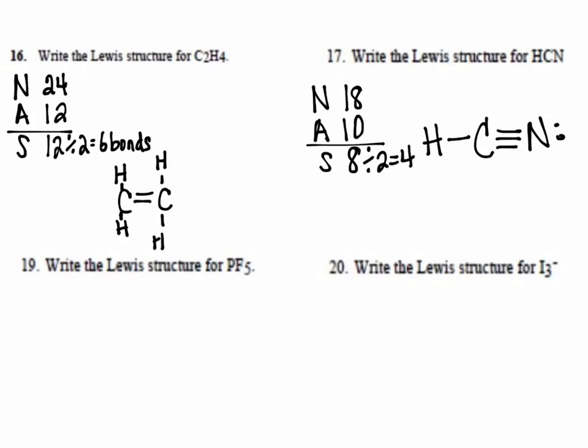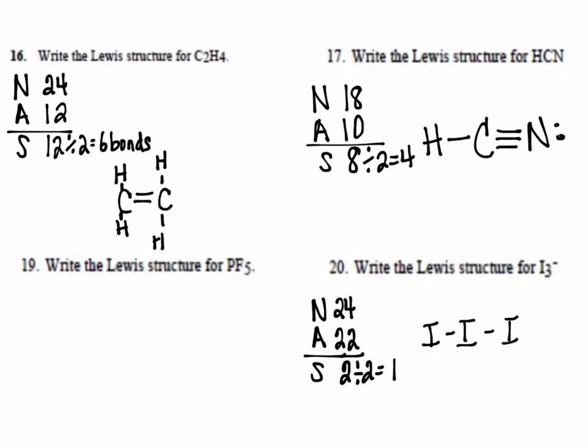And then I'm going to go down and do number 20, and then we're going to review real quick. So needed, available, shared for I3 negative. 24, how many are available? 22, because we added 1. So how many are we sharing? 2. So we have 1 bond. And this is where I go, uh-oh, we have 3 atoms here. So we can't have just 1 bond. So we're going to go ahead and draw it out.